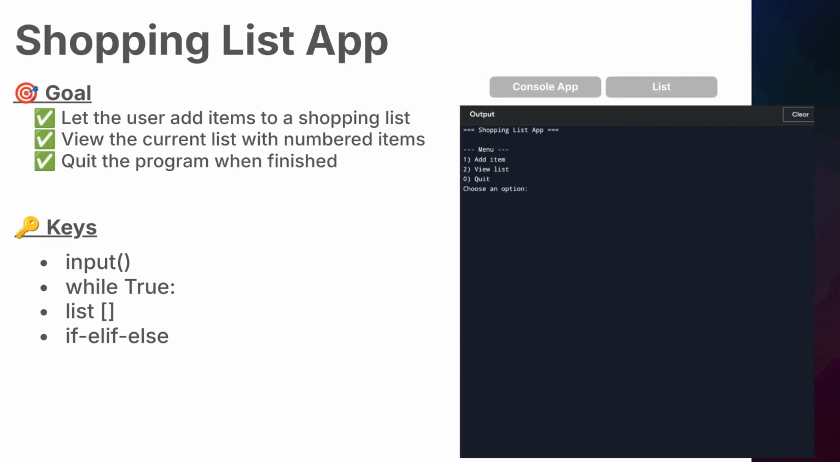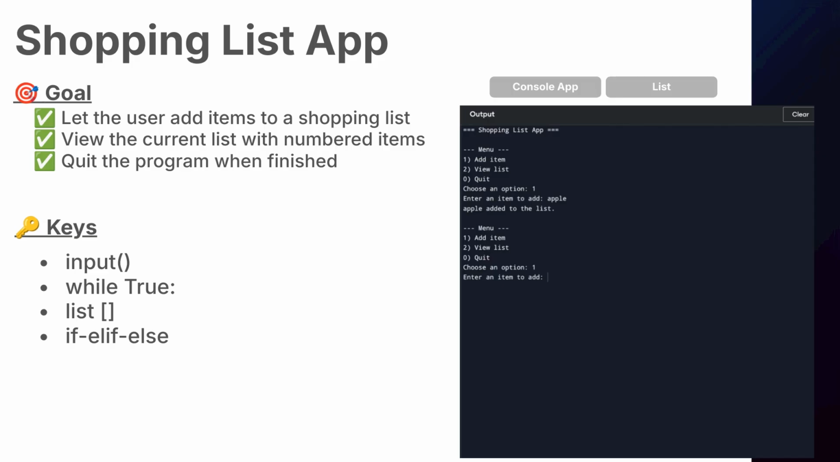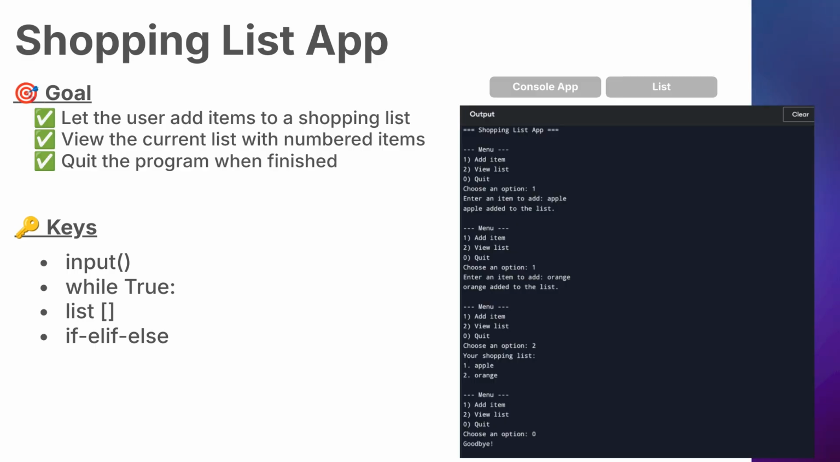In this project, we're going to build a shopping list app. This program lets you add items to a shopping list, view the list with numbered items, and quit the program when you're done. It's a great way to learn how to make your Python code interactive and dynamic.